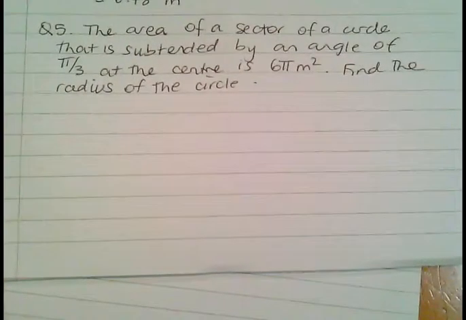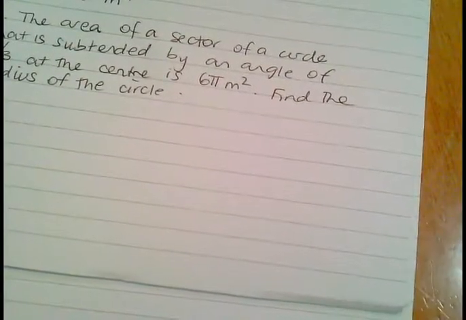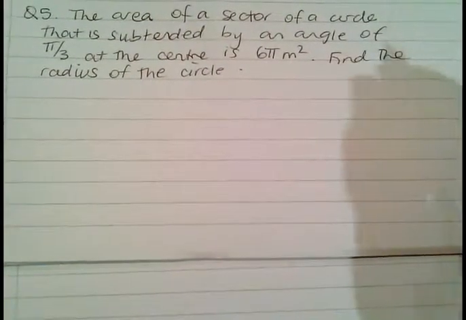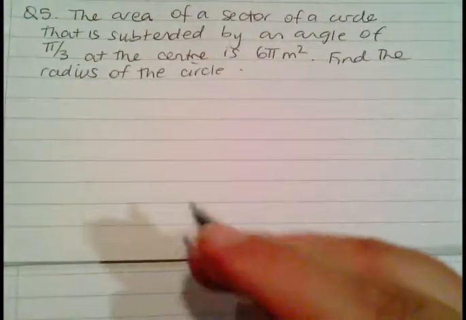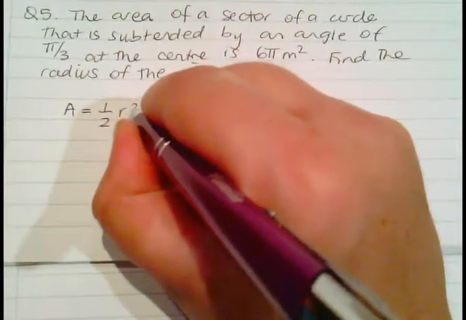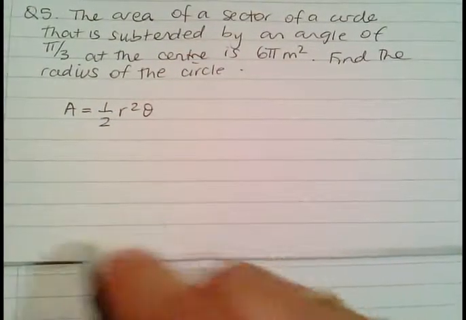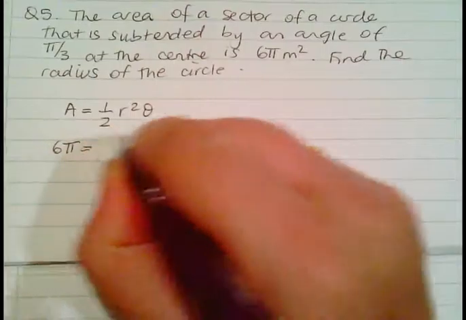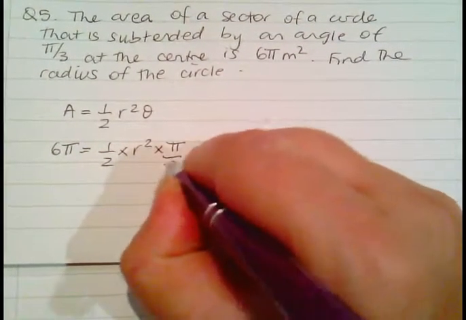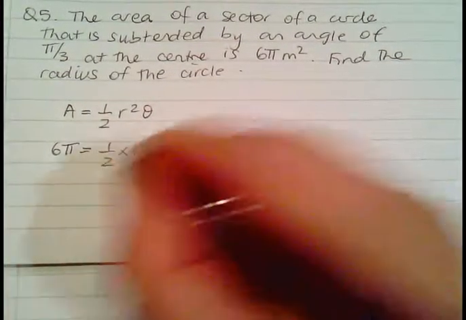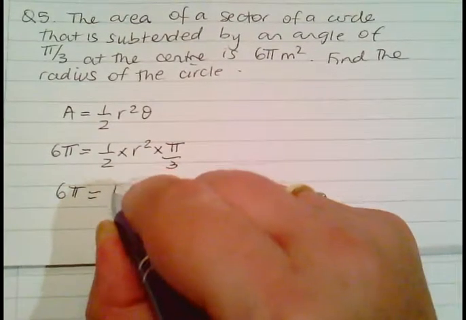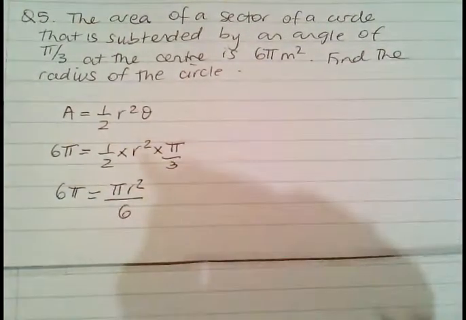Okay, another question here. The area of a sector of a circle that is subtended by an angle of pi on 3 at the centre is 6 pi meters squared. Find the radius of the circle. So area equals a half r squared theta. Our area is 6 pi. We've got a half times, we don't know what the radius is, and we know that theta is pi on 3. So therefore we've got 6 pi equals, making one numerator, one denominator, pi r squared on 6.